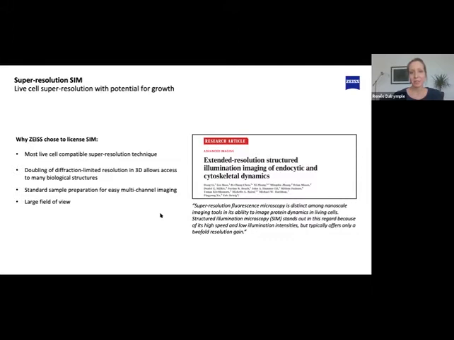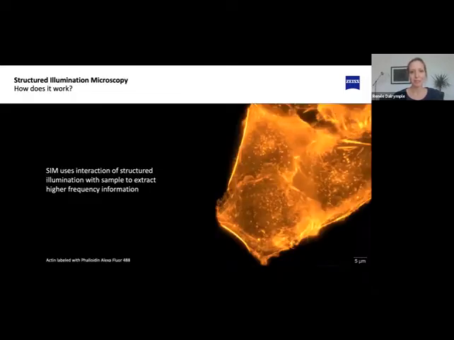With structured illumination microscopy, we're able to achieve currently a twofold improvement in resolution in all three dimensions. So that really allows a lot of access into biological structures that weren't previously able to be seen with live imaging. It's easy to approach because it has standard sample preparation requirements, which means that you don't have to use any special fluorophores, and multicolor imaging is really easy. Additionally, because it's built on a wide field platform, we can achieve really nice large fields of view very quickly in order to get as many statistics and as high throughput as possible.